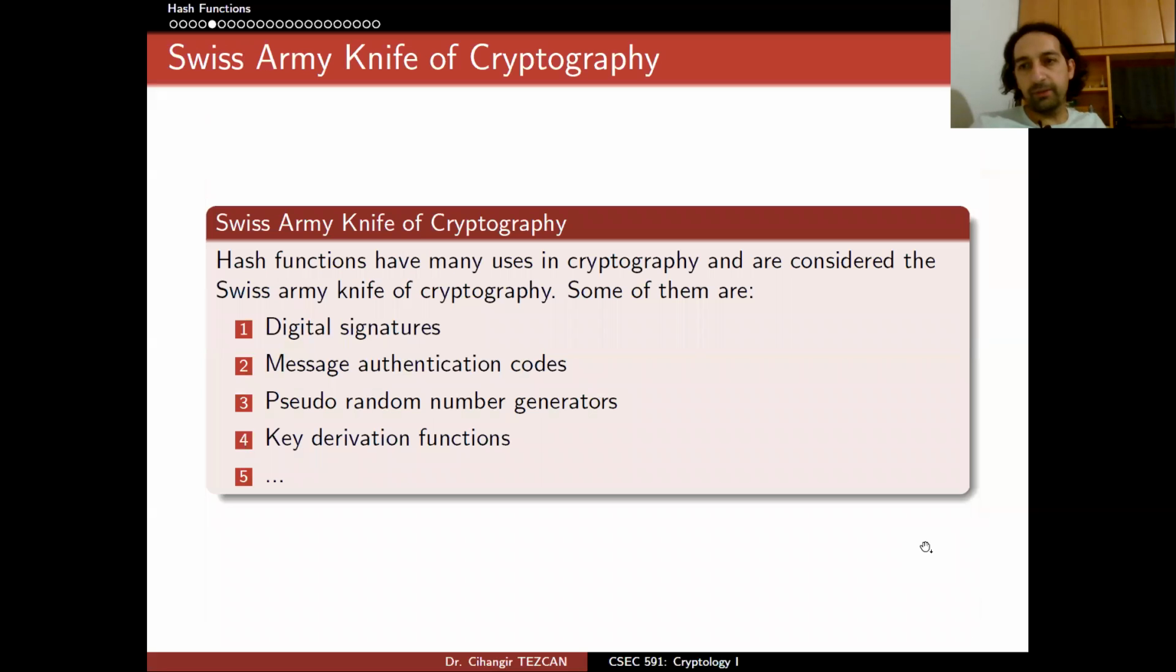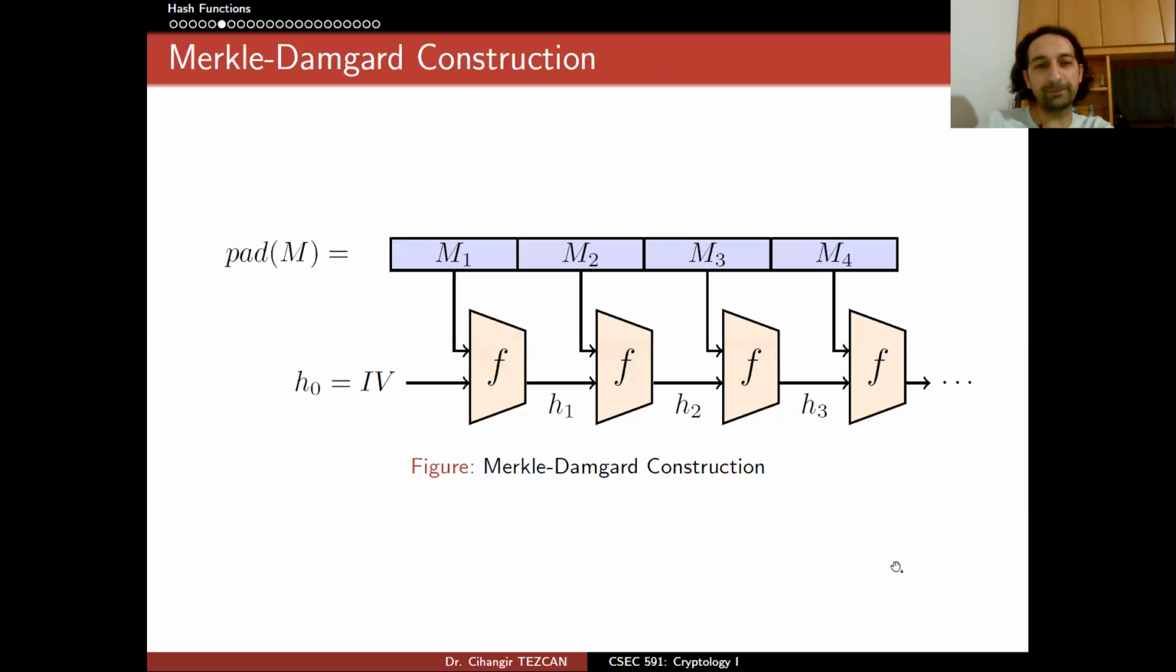So these are just a few examples, but hash functions are used in many areas in cryptography. For this reason, we call it the Swiss Army knife of cryptography. Some of the usages are digital signatures, message authentication codes, pseudo-random number generators, key derivation functions, and so forth. So we use them a lot. So let's see now examples of hash functions and see how we can use them.